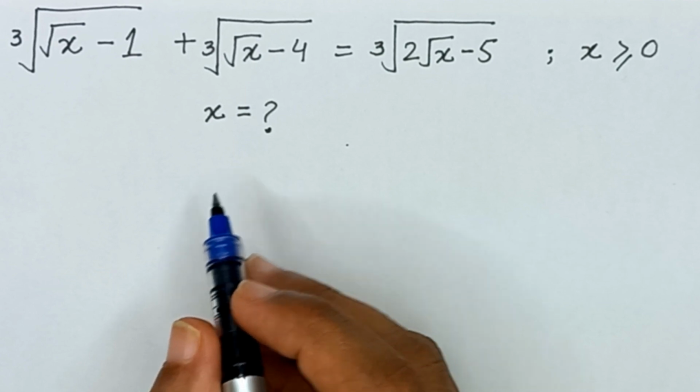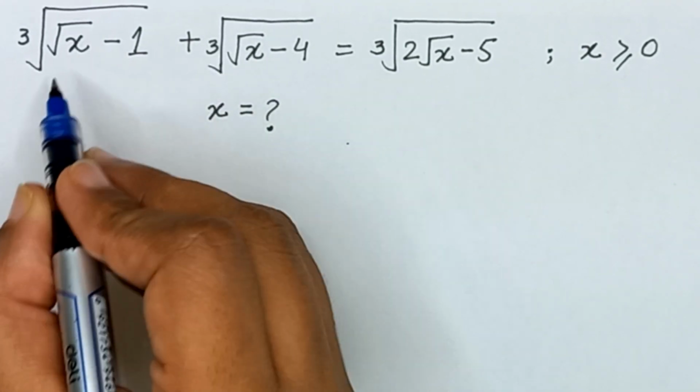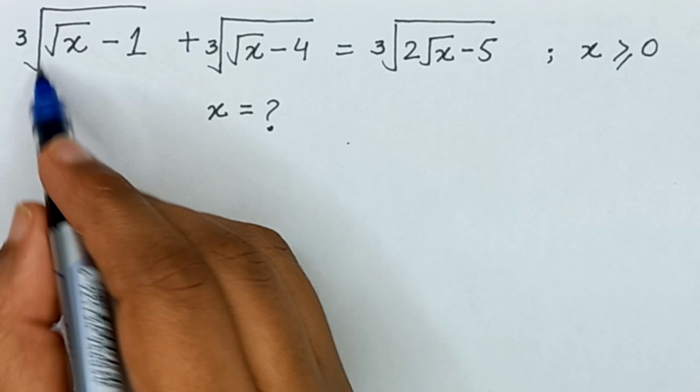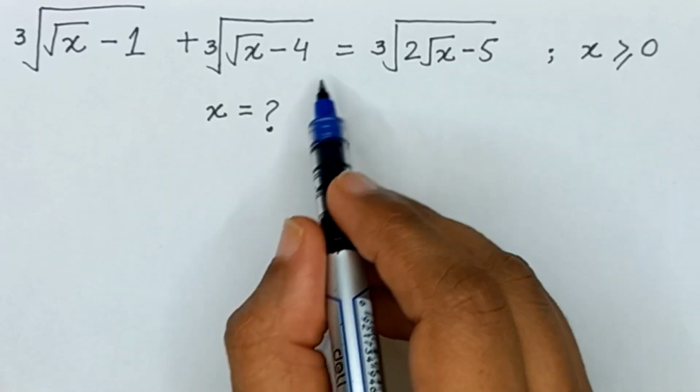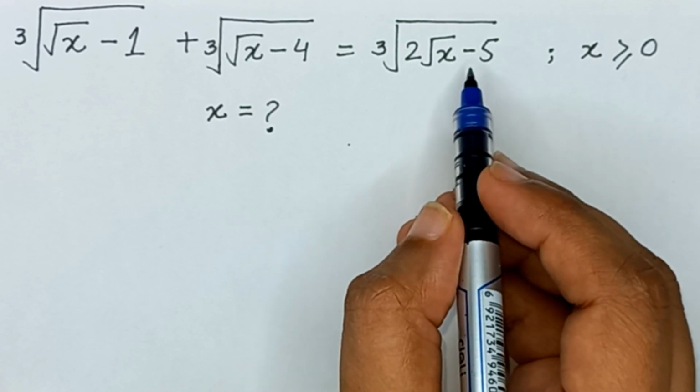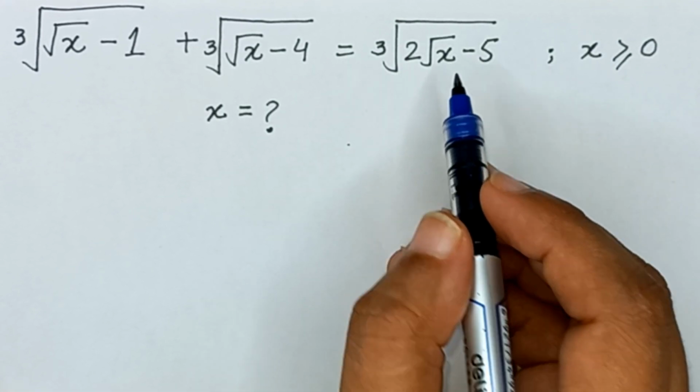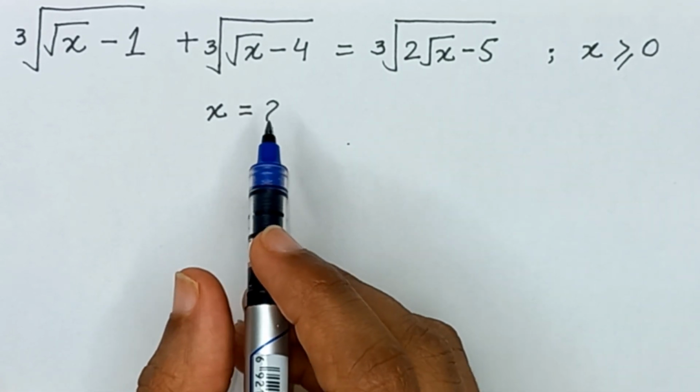Okay, now let's start our question. Here we have a question: the cube root of square root of x minus 1 plus the cube root of square root of x minus 4 is equal to 2 times the cube root of square root of x minus 5. And we have to find the value of x.